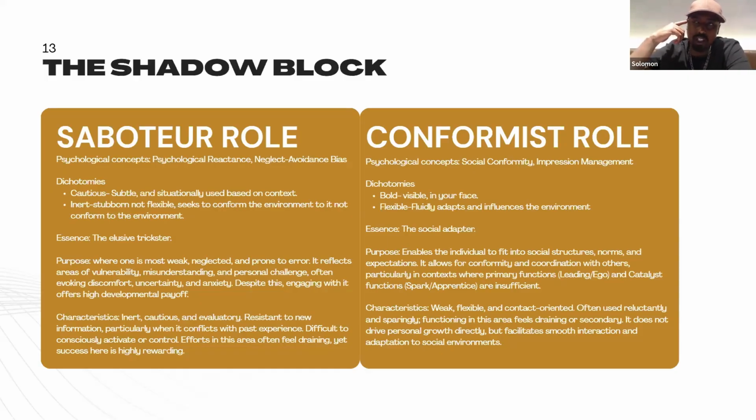An INFJ can actually use a little bit of SI, but they can't use TE. And I think that's why people sometimes use their demon function, but you never really see them use their trickster. Why? Because the conformist role's purpose is to enable the individual to fit into social structures, norms, and expectations. It allows for conformity and coordination with others.